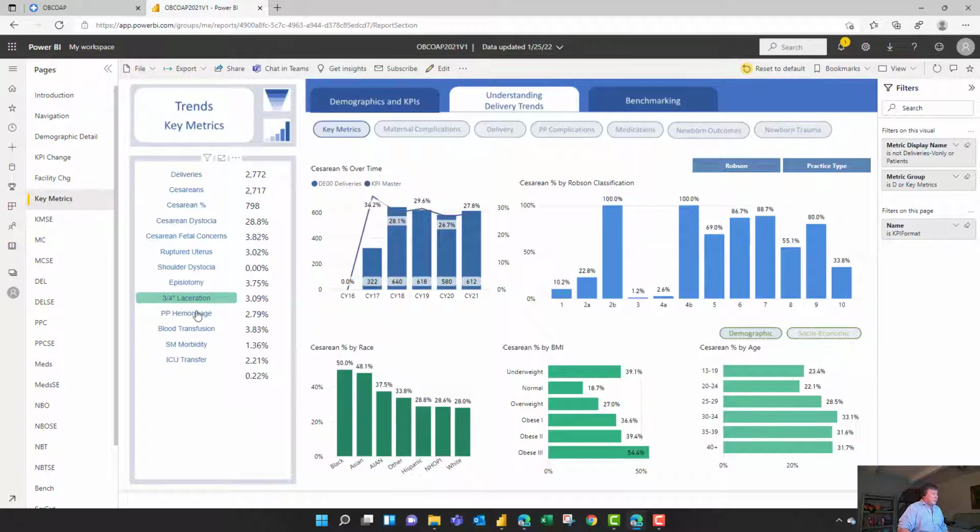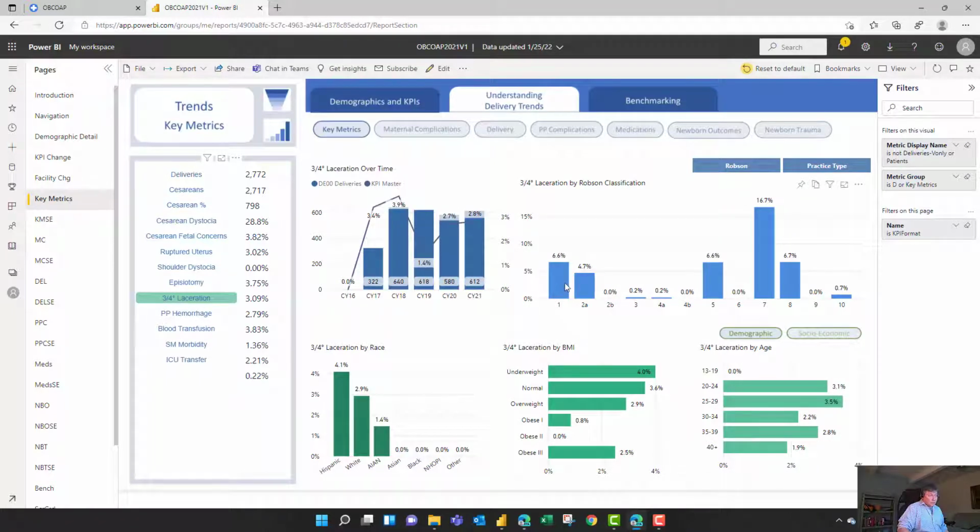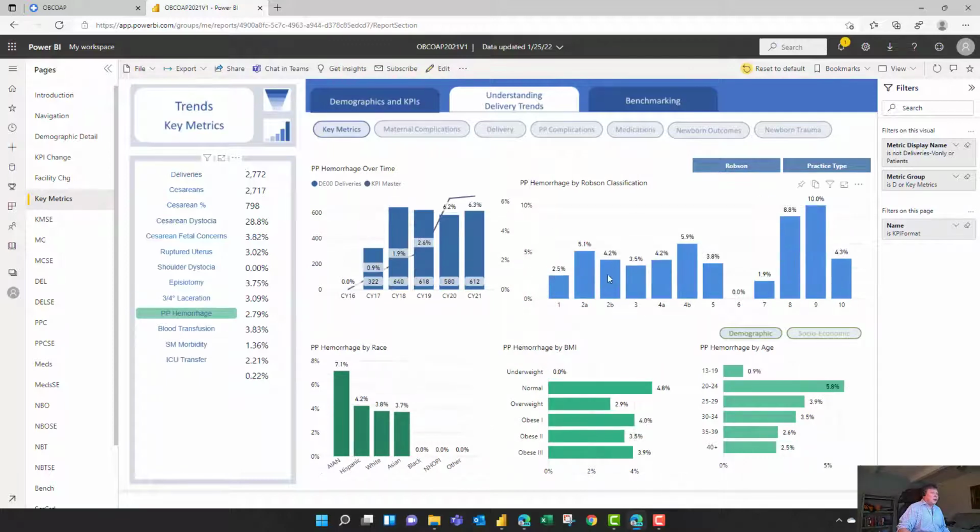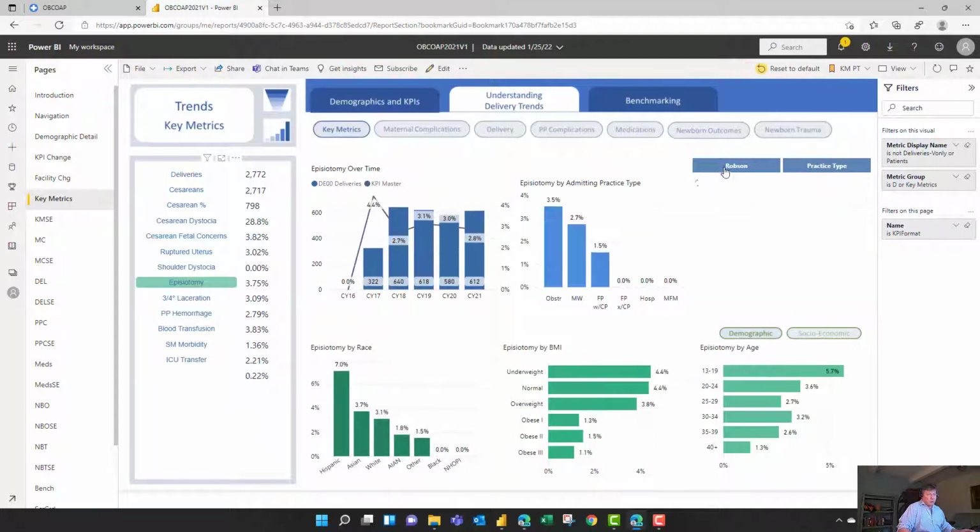So we can look at 3 to 4 degree laceration and see where the real risk is, and we see a lot of this risk is coming in the NTSV population as well as in the induced population. I think there's a lot to learn here, and so I thought it was worth using this real estate. I do recognize, however, that looking at these metrics by practice type is also worthwhile, and so we have the ability to jump from the Robson view to the practice type view. And so I've kept that old feature.